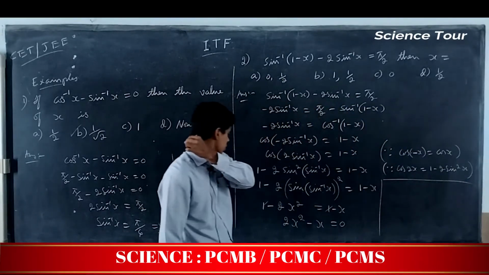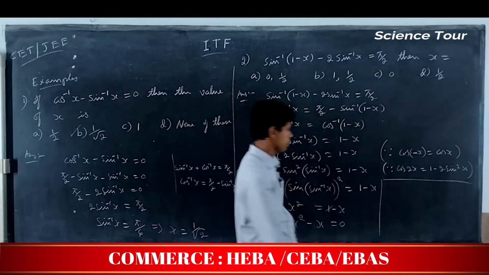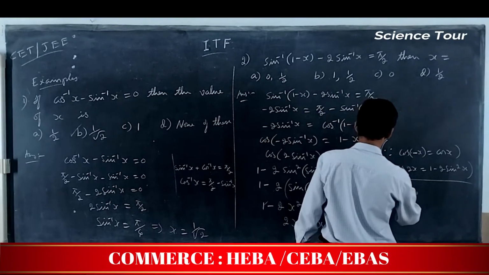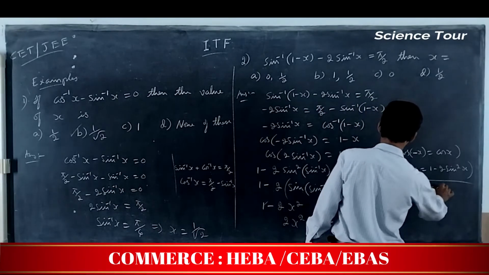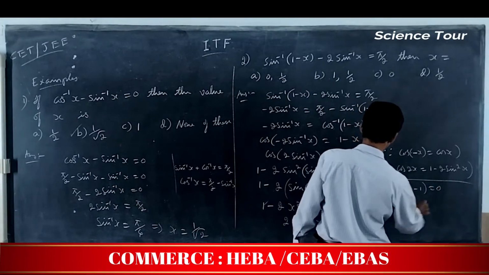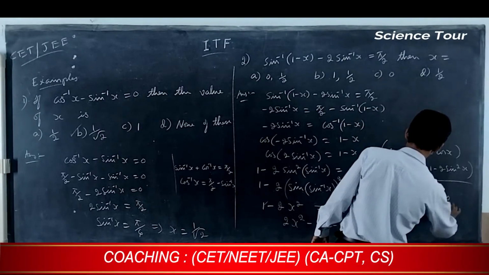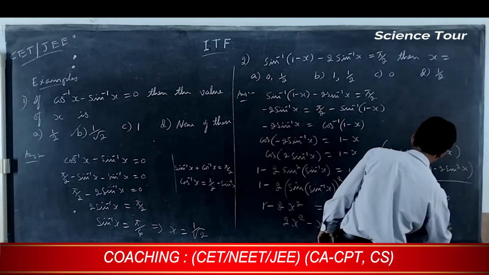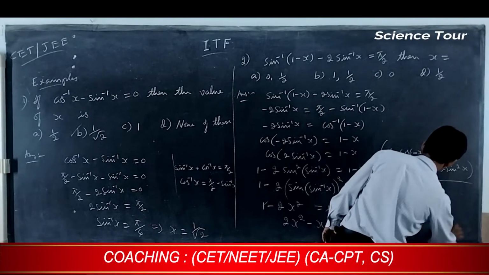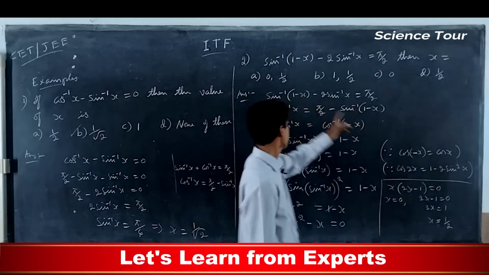Well, now you can take x common. So you will get x times (2x minus 1) equal to 0. So either x is equal to 0 or 2x minus 1 is equal to 0, so 2x is equal to 1, x is equal to half. Okay, so you got 0 and half.